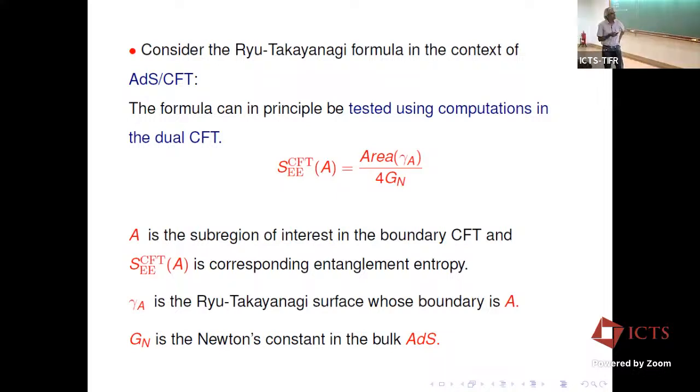So here's the CFT entanglement across a particular subregion A, and then this is the area of the minimal surface. In this particular case, I'll be focusing on AdS3, and so therefore it'll be a geodesic length. That's the length, and this is Newton's constant. It's very much like the black hole entropy formula.